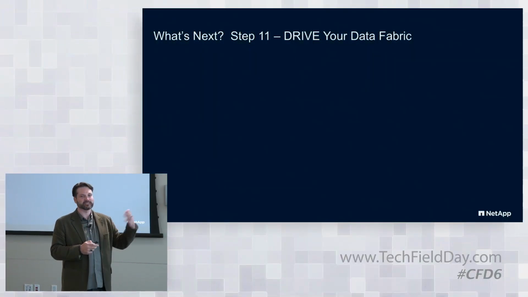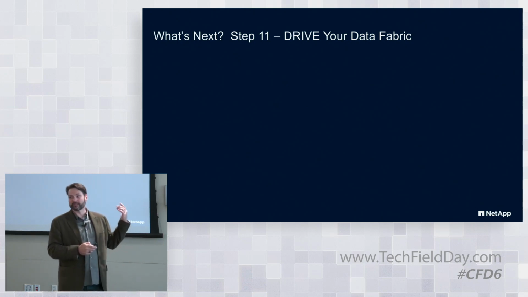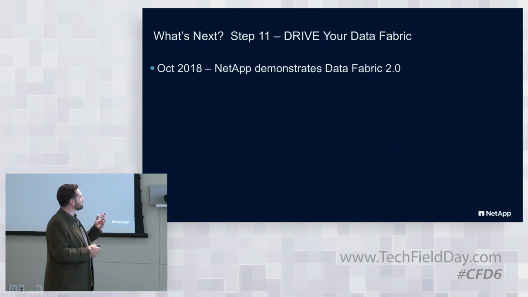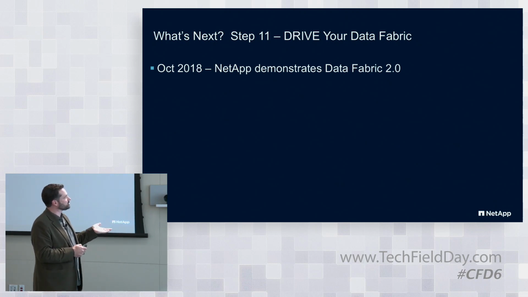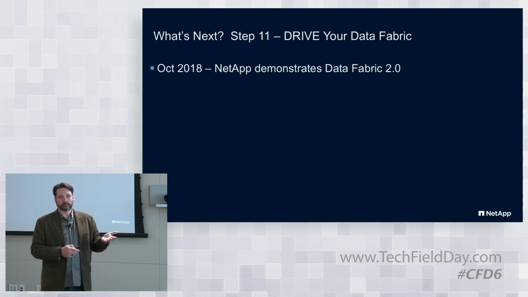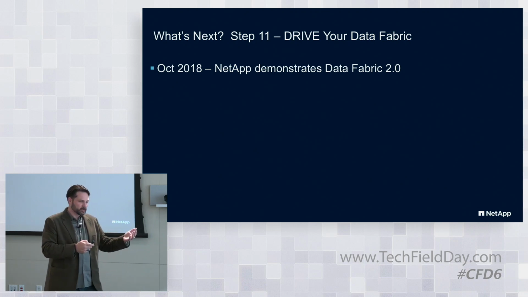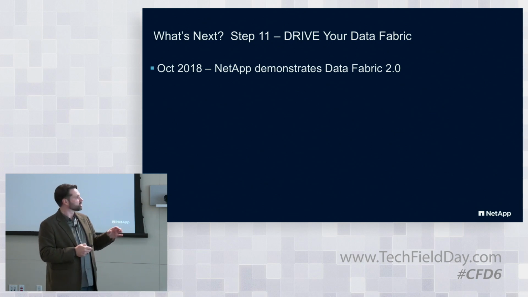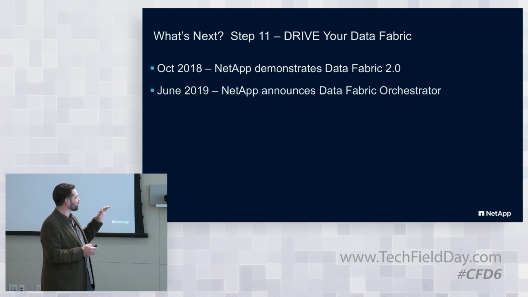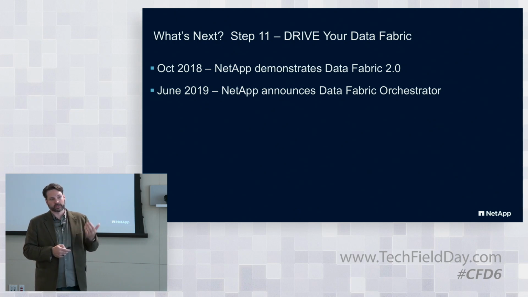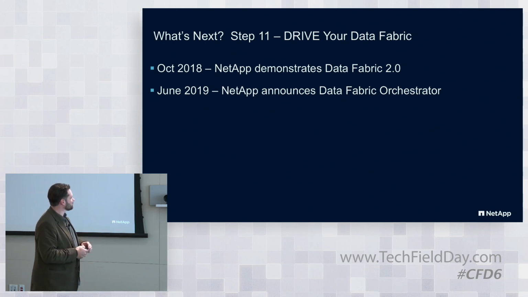So I mentioned before the 10 steps to get to the cloud. So I'm introducing an 11th step, going past that to actually convey what's next, essentially. So last year, you may have heard at our Insight conference, we were still thinking of the data fabric as a concept, but we introduced Data Fabric 2.0, which was not a long-held name because we kept working on the product and actually called it the Data Fabric Orchestrator, which was announced in June 2019.